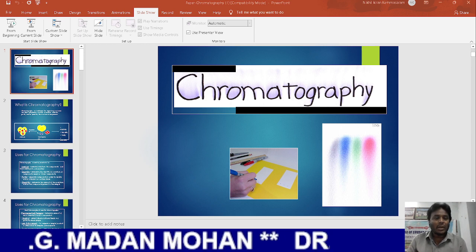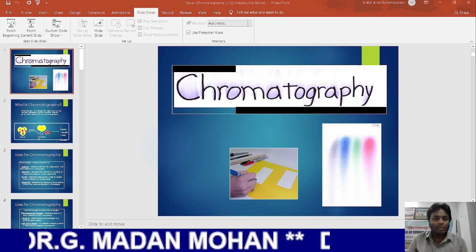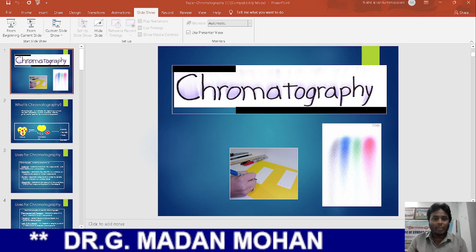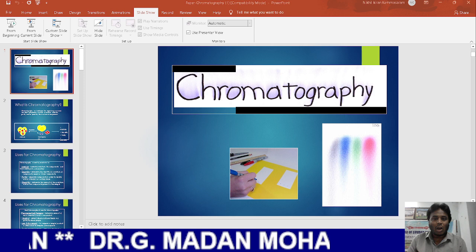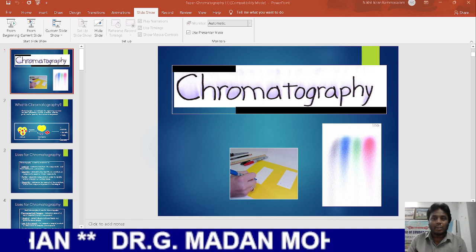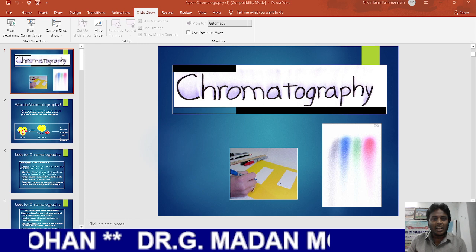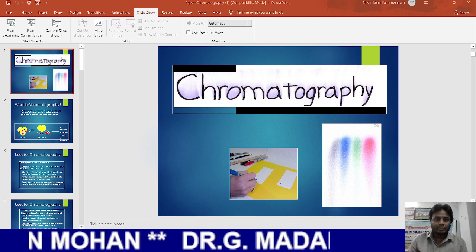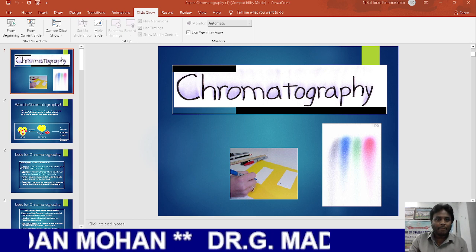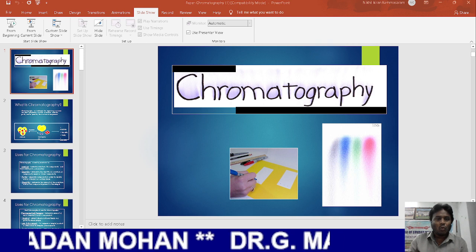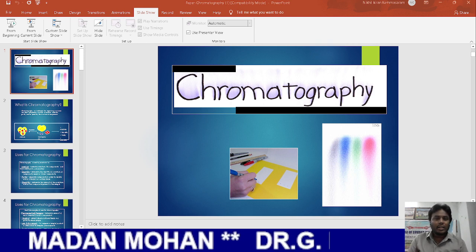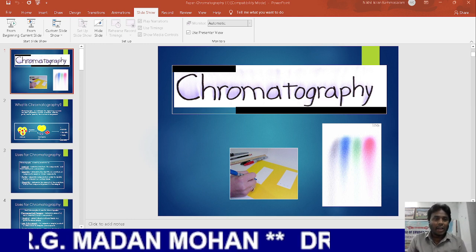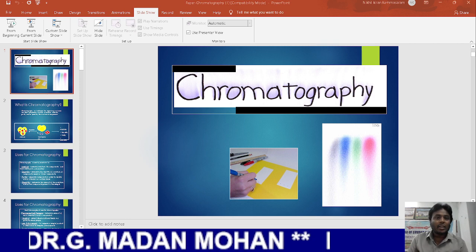Initially, at 0%, there is no separation or movement. After some time the movement starts, and you can see the blue and red colors traveling, and after 50% completion, then 70%, 100%. Initially they are in mixture form, and now they are separated. Not only separation, with the help of the distance travelled by the solvent, the solutes can be found out, and with the help of these distances we can also identify the compounds.